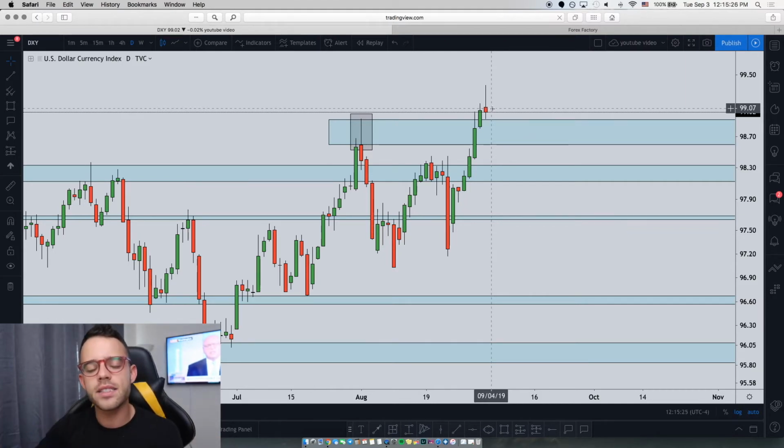Now, to take that a step further, using the dollar index to trade other currency pairs is very simple.